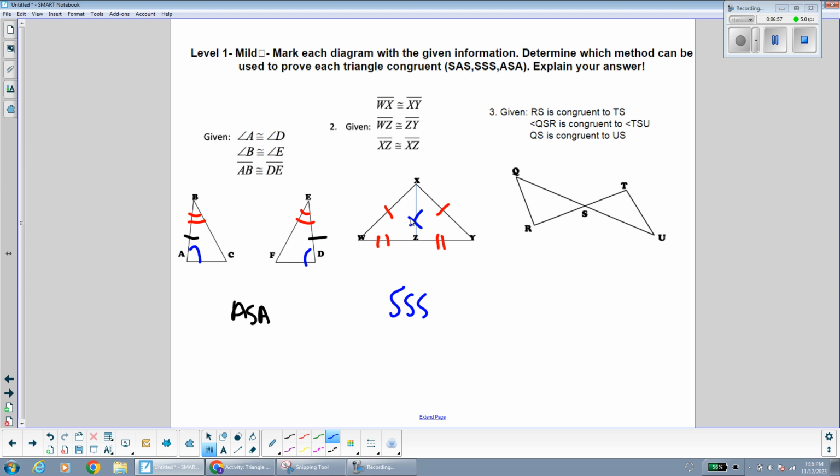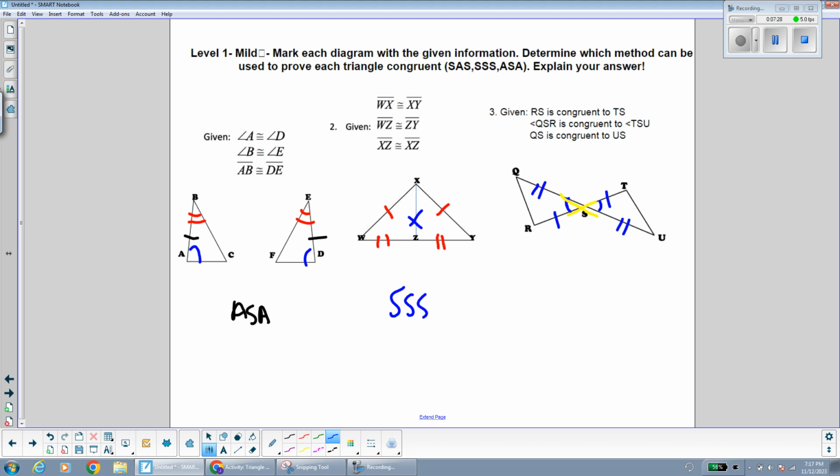Moving on, we have RS congruent to TS. We have angle QSR congruent to angle TSU. And that was given here, but even if it wasn't, we know these are vertical angles. Remember, anytime you have intersecting lines that make that letter X, you have congruent vertical angles. So vertical angles are always congruent. And they also tell us that QS is congruent to US.